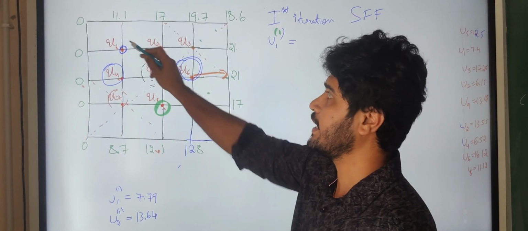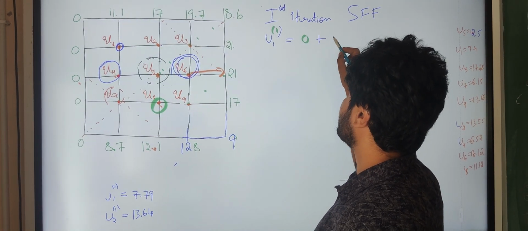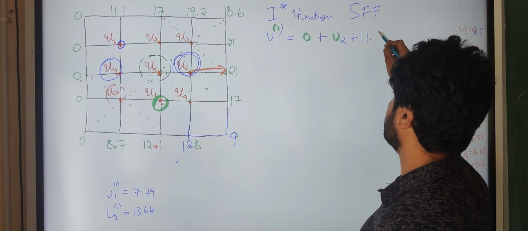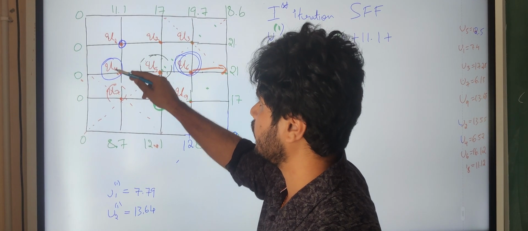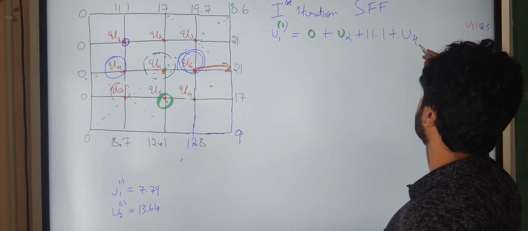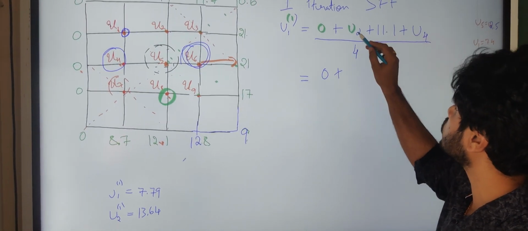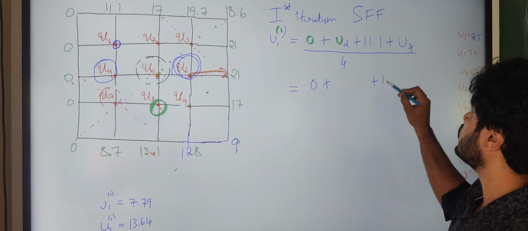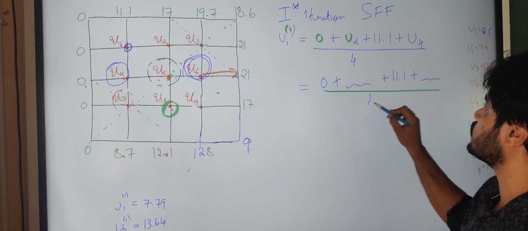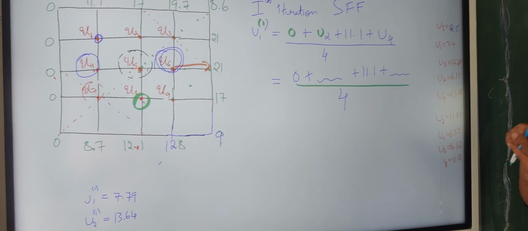So here we have u1 identified: left side point is 0, right side point is u2. 0 plus right side point u2, and the top point is 11.1, plus bottom point u4, divided by 4. So now I have to substitute for u2 and u4. What do I have to substitute in place of u2 and u4? That is the initial value that I have identified.